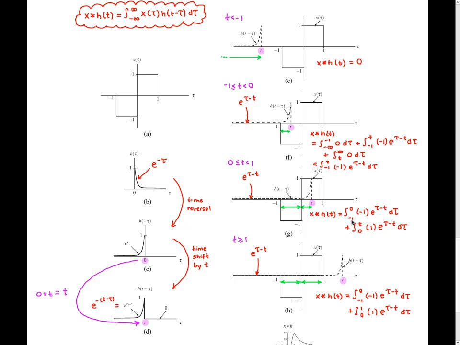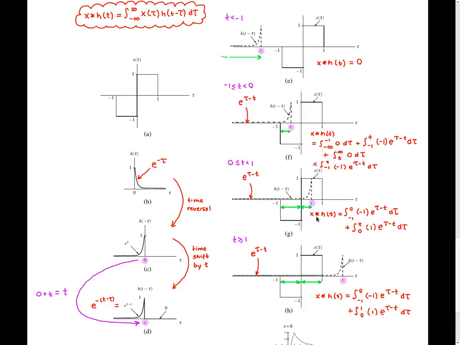So if we look at the first integral, we're integrating from minus 1 to 0, in other words, from this point here to this point here. And in this range, the function x of tau is given by a constant equal to minus 1. So this is what we plug into the convolution integral for x of tau, this constant minus 1. And then also over the range minus 1 to 0, our dotted line function h of t minus tau is given by this exponential function e to the tau minus t. So the thing that we substitute in for that is e to the tau minus t.